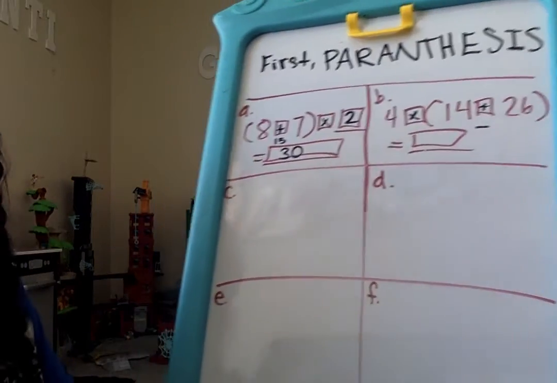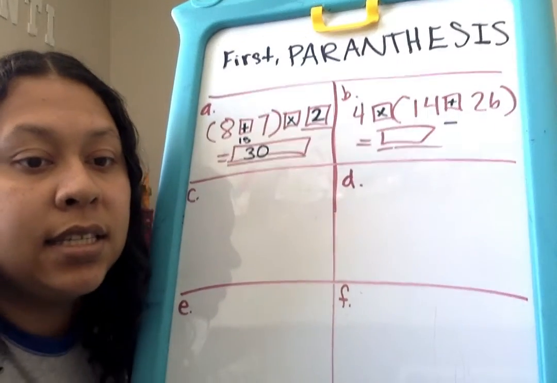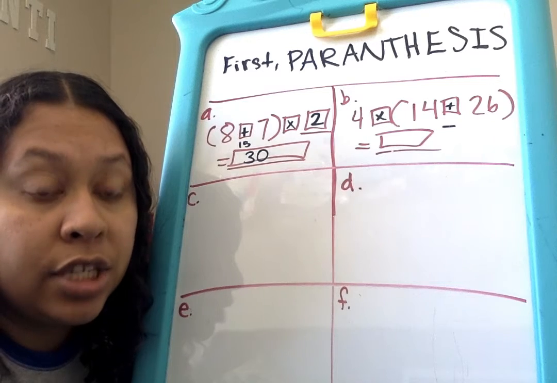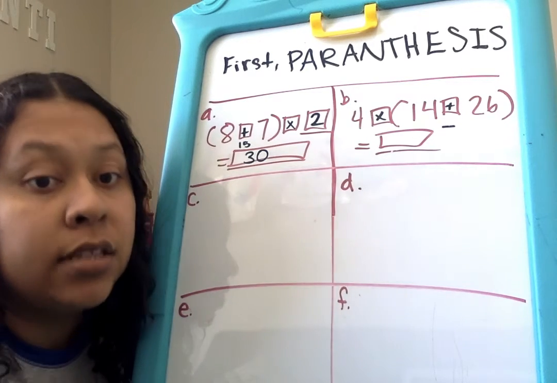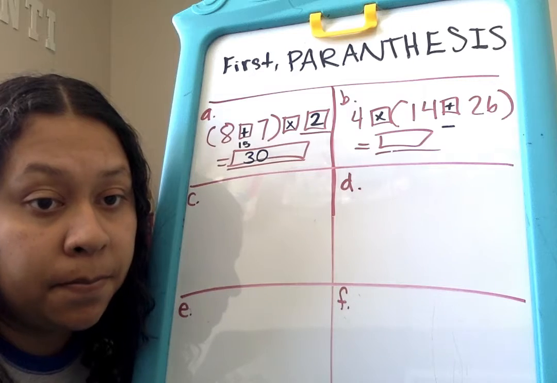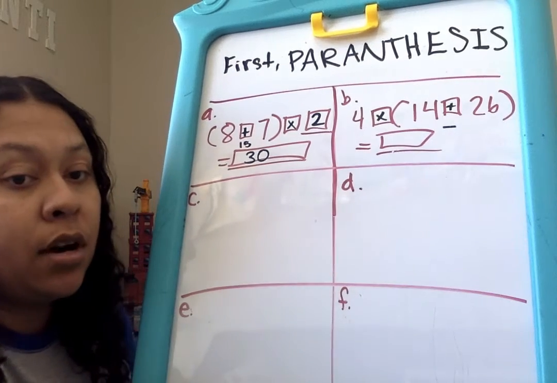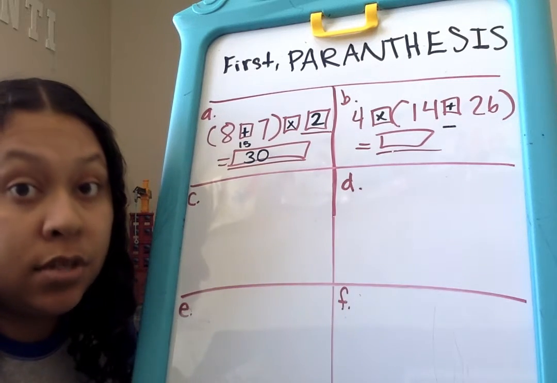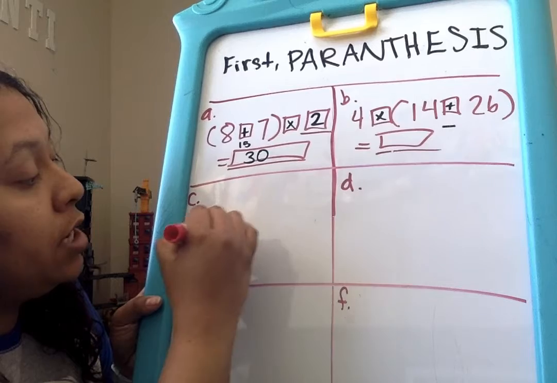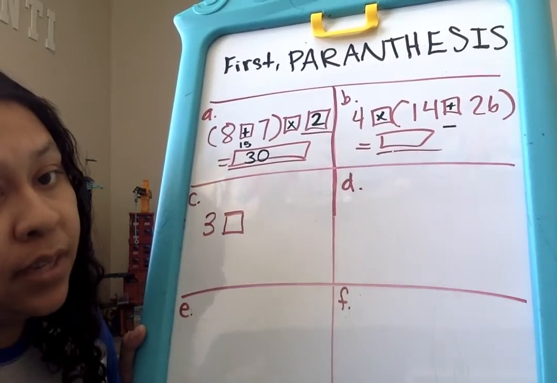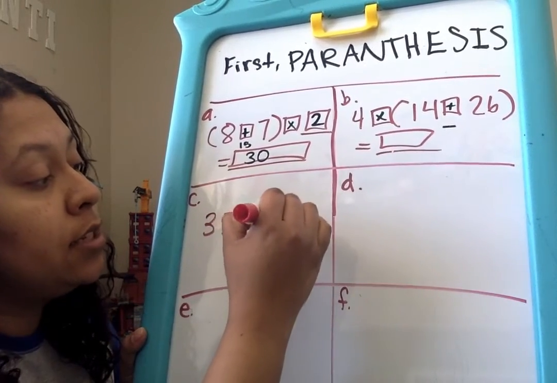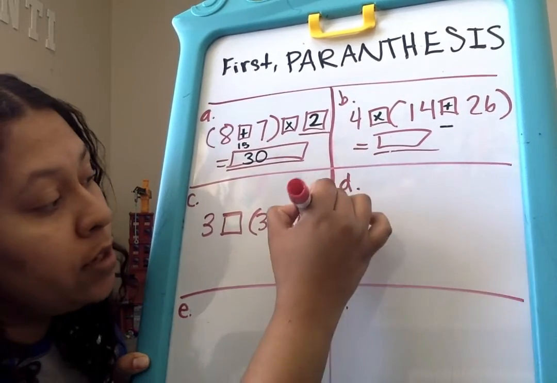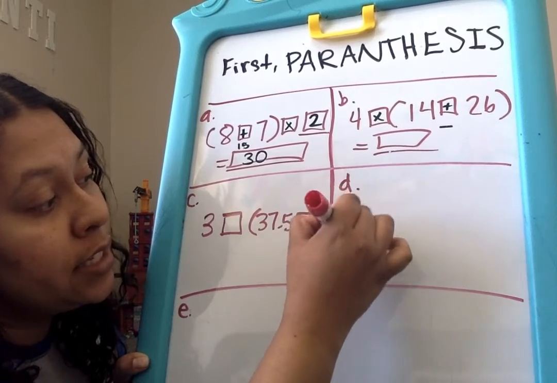Okay, so now C. C says 3 times the difference between 37 and 5/10 and 24 and 5/10. On your assignment, I already plugged in most of the digits and what shows as groups. So we have 3, blank, parentheses, 37 and 5/10, blank, 24 and 5/10, parentheses.